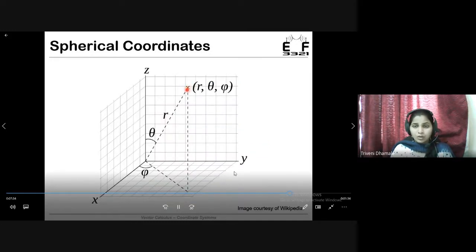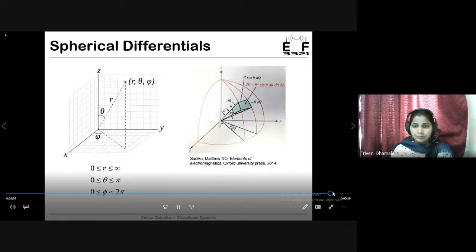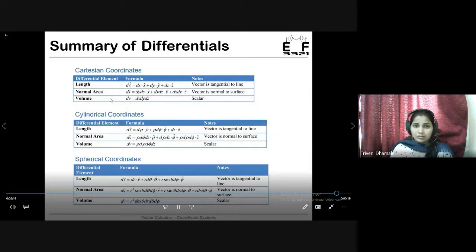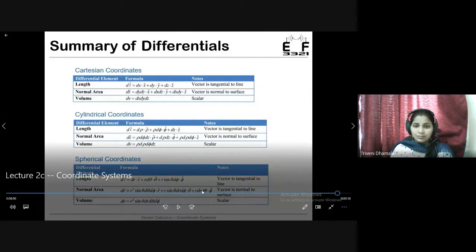Now the spherical coordinate system. In the xyz, when we put a sphere, the coordinates are r, theta, phi. One point is there. This is the measurement triangle. This is the limits. And you can imagine the sphere intersection and how the differential lengths appear.